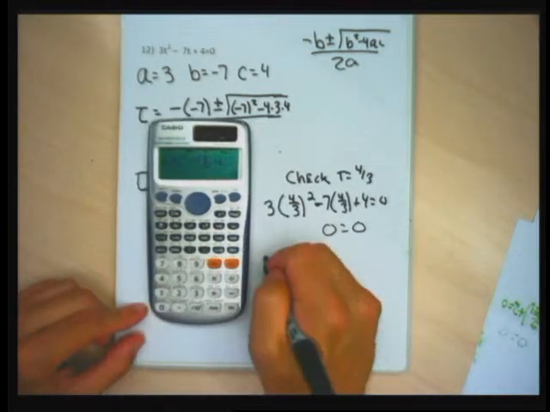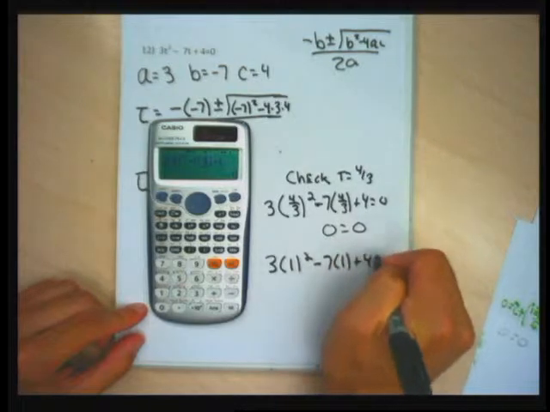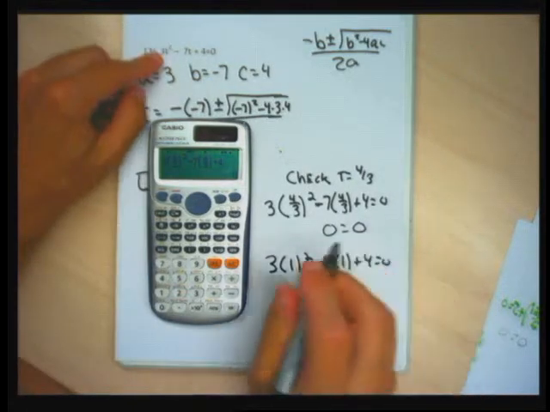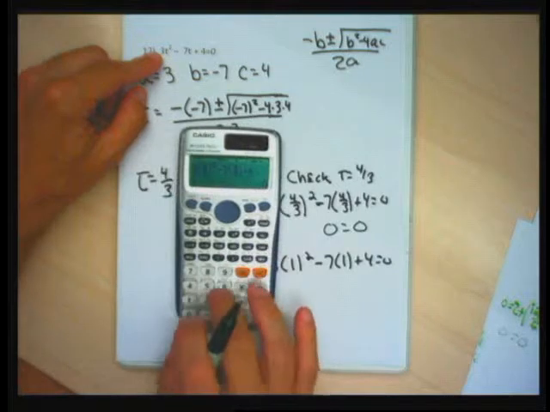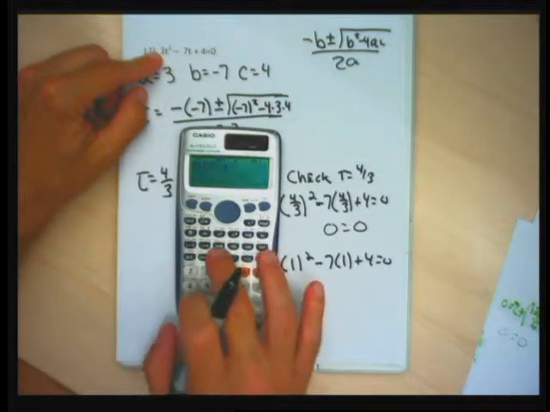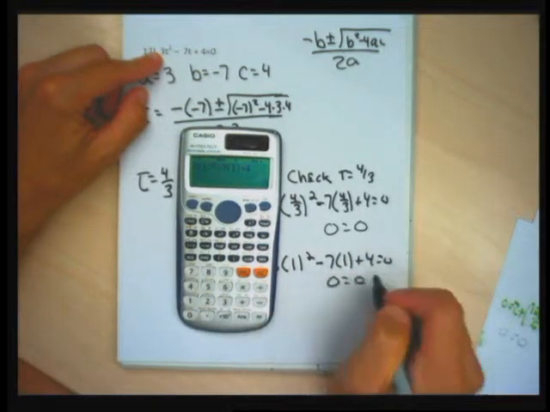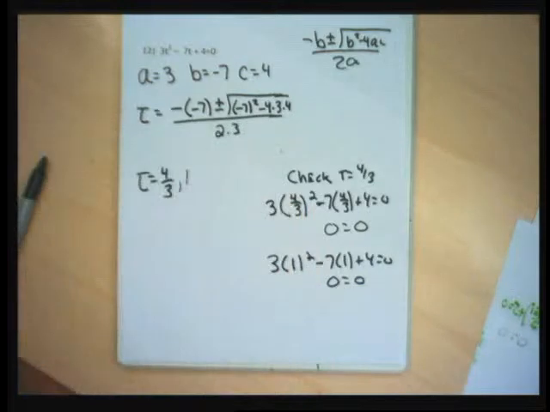Now I'm going to check the 1 and go 3 times 1 squared minus 7 times 1 plus 4. Make sure that equals 0. Again, I go back to my original problem. So 3 parentheses 1 squared minus 7 times 1 plus 4. And I get 0 equal to 0 again. So I feel good. I've checked the answers.